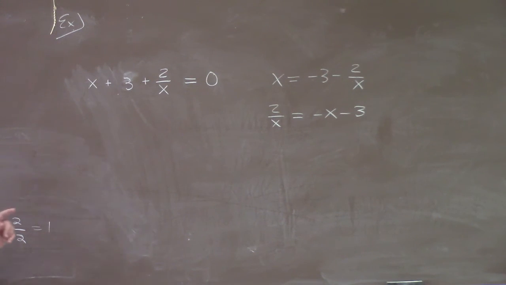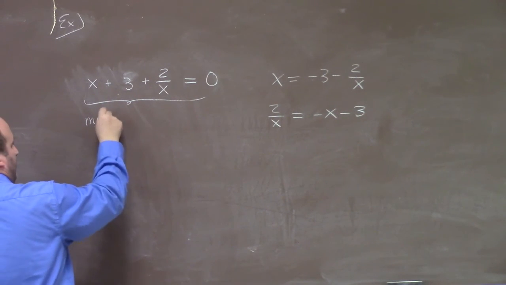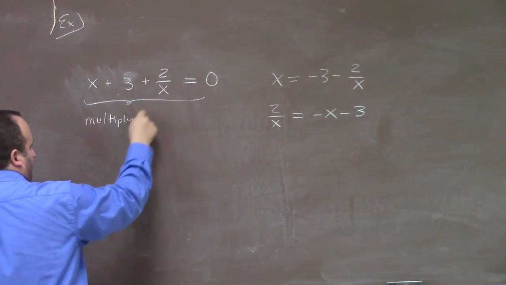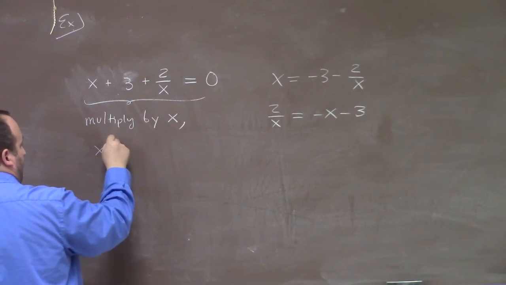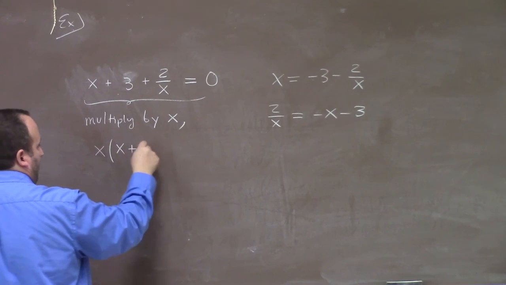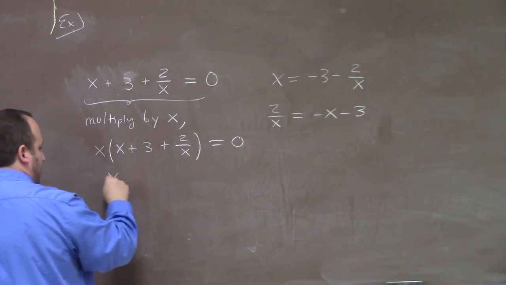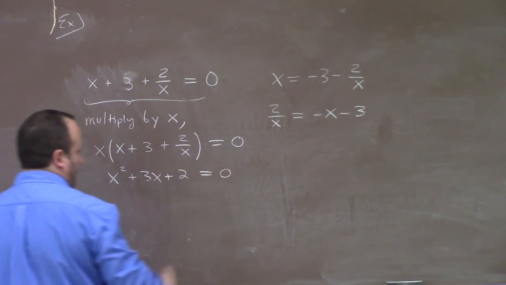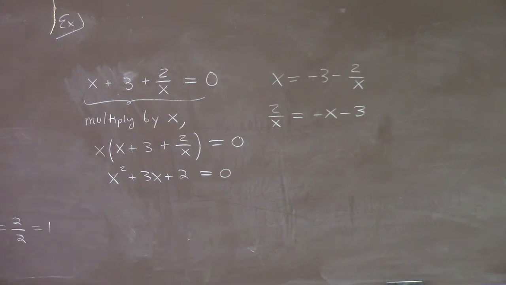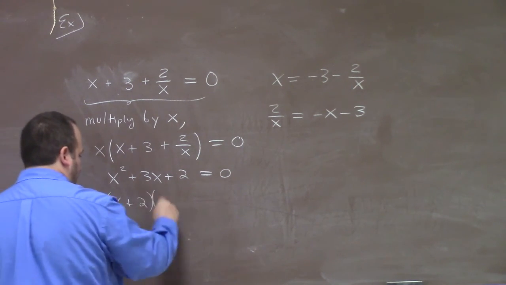But here's the thing. If we take this and multiply by x, what happens? Wait, okay, so x squared plus 3x plus 2 equals 0. Wait, so what do you do with the other x? And then it's (x plus 2)(x plus 1). You just lost me. What are you going to do with that other x?